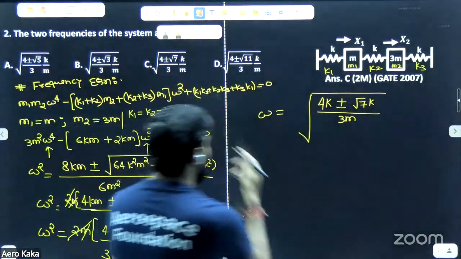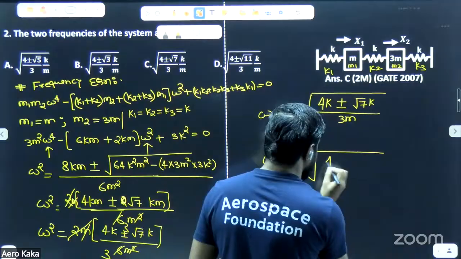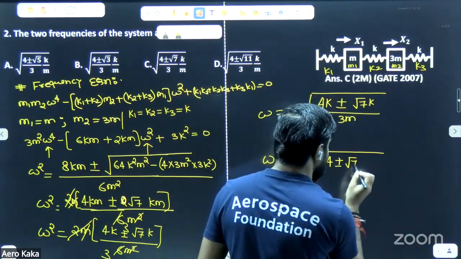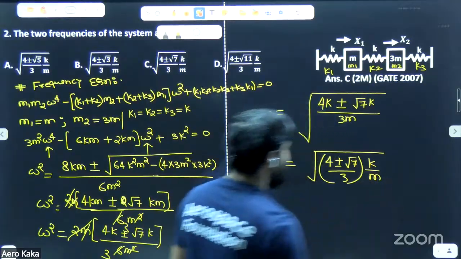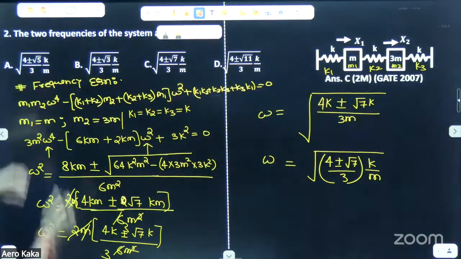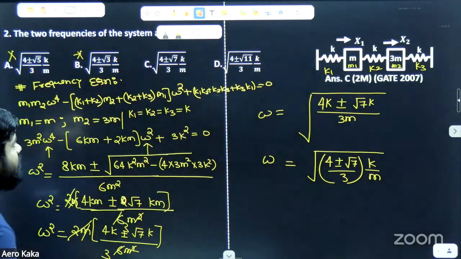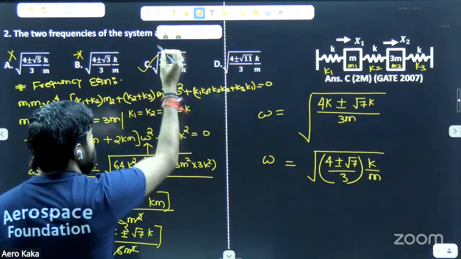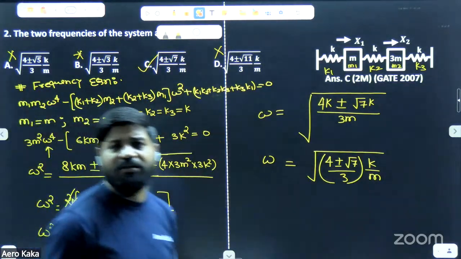Any option? Okay, if you want to write in this fashion, omega is nothing but 4 plus minus root 7 divided by 3 into k by m also. Now check which one is correct. Wrong. This one, 4 plus root 3. No, wrong. 4 plus root 7. Yes, option C is correct. This is going to be wrong. Done. Easy or tough? Tell me.